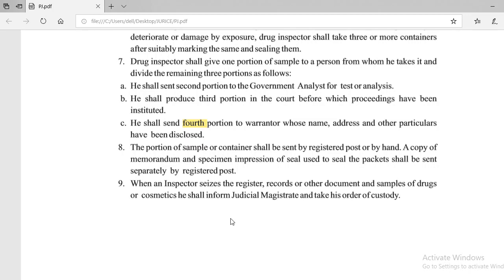Okay. So this is all about the drug inspector: the duties of the drug inspector, the powers of the drug inspector, duties related to the sale of the drug, duties related to the manufacturing of the drug, and also we have seen the qualification required for the drug inspector. So this is all about the drug inspector.